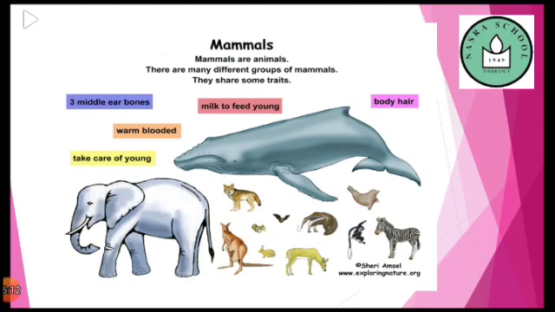Okay, so first we will talk about mammals. What are mammals? Mammals are animals. There are many different groups of mammals. They share the same traits. They are warm-blooded, they have body hair, they have 3 middle ear bones, they take care of their young ones. Animals like whale, elephant, kangaroo, etc. are all mammals.